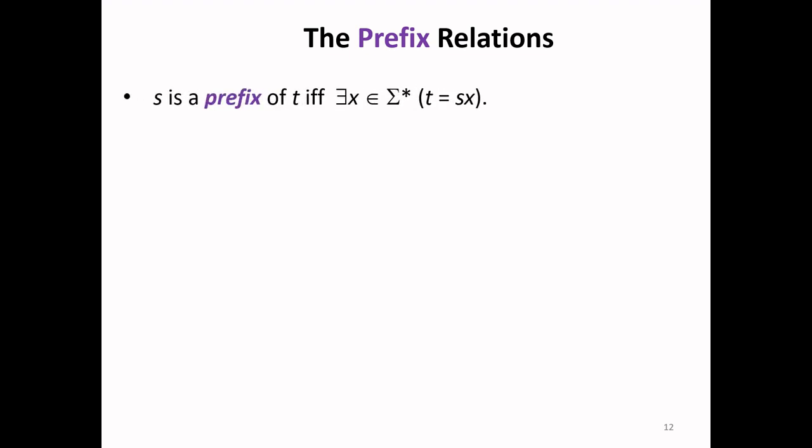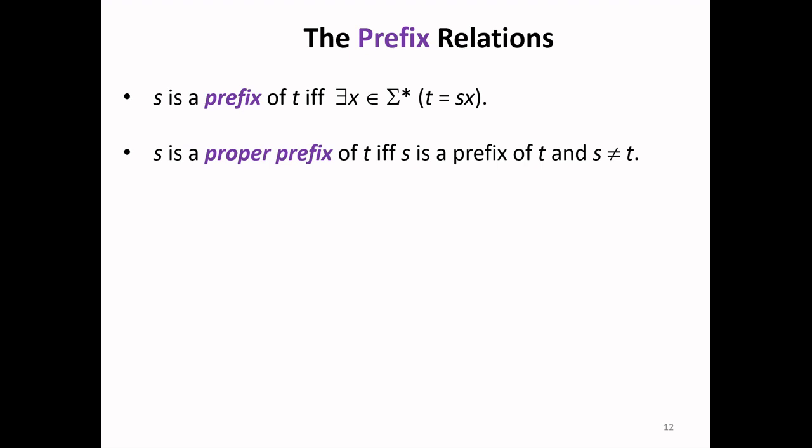Prefix relations. S is a prefix of T if and only if for some x belonging to sigma star, T is equal to Sx, where S is the prefix of T. And S is a proper prefix. When do we say it is a proper prefix of T? If and only if S is a prefix of T and S is not equal to T.